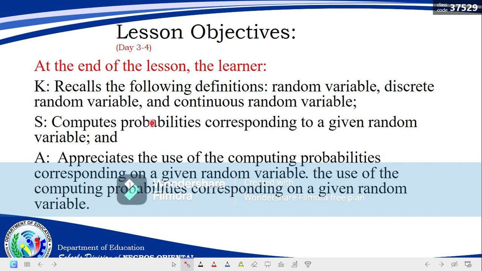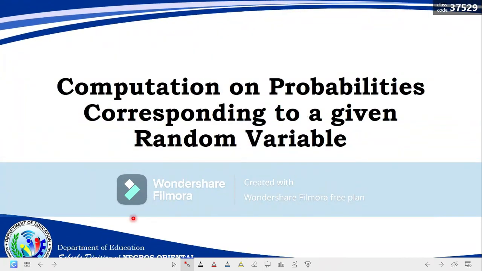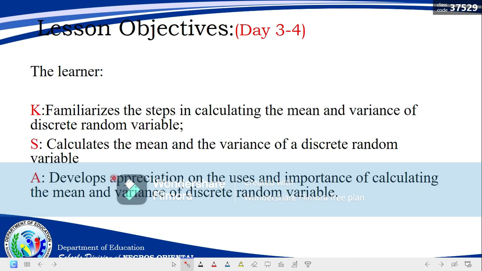Okay, this is day 3 and 4. At the end of the lesson, you are expected to recall the following definitions: random variable, discrete random variable, and continuous random variable. Under the skill, you have compute probabilities corresponding to a given random variable. And under affective domain, appreciate the use of computing probabilities corresponding to a given random variable.